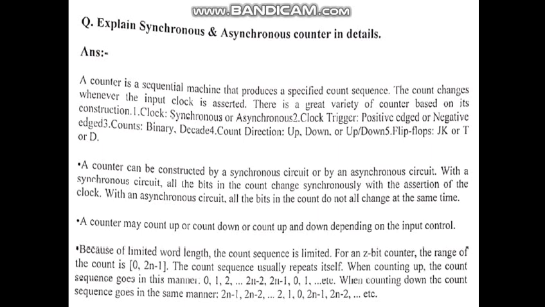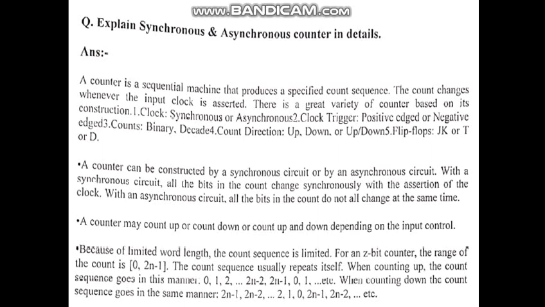In this video we have to discuss the synchronous and asynchronous counter in detail. A counter is a sequential circuit that produces the specified count sequence, and the count changes whenever the input clock is asserted. There is a great variety of counters based on their construction: clock, synchronous or asynchronous; the clock trigger, positive or negative edge trigger; counts, binary or decade; count direction, up count, down count, or up/down count; or the flip flop depending on J, K, R, T, and D. Also, a counter can be constructed by a synchronous circuit or by an asynchronous circuit.